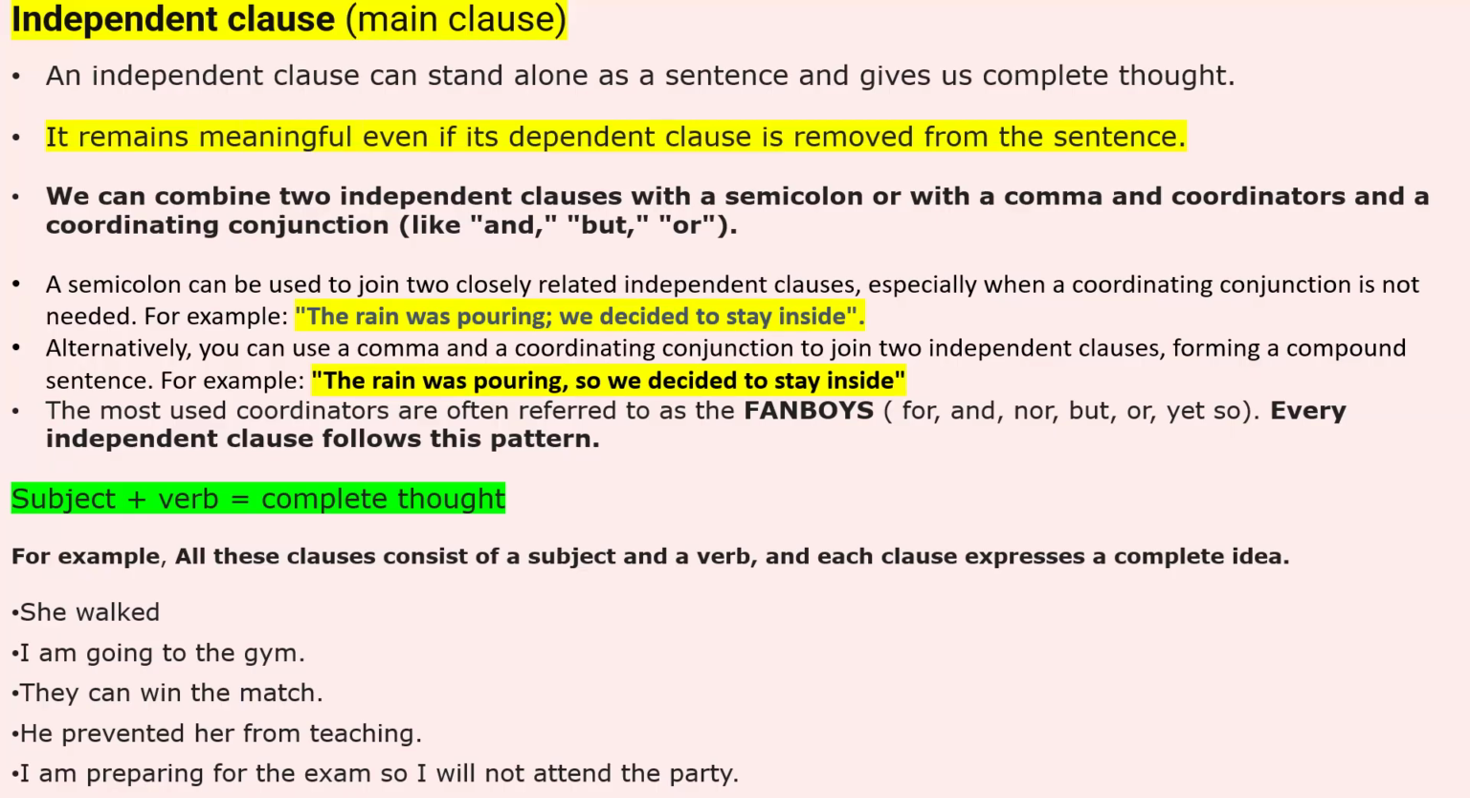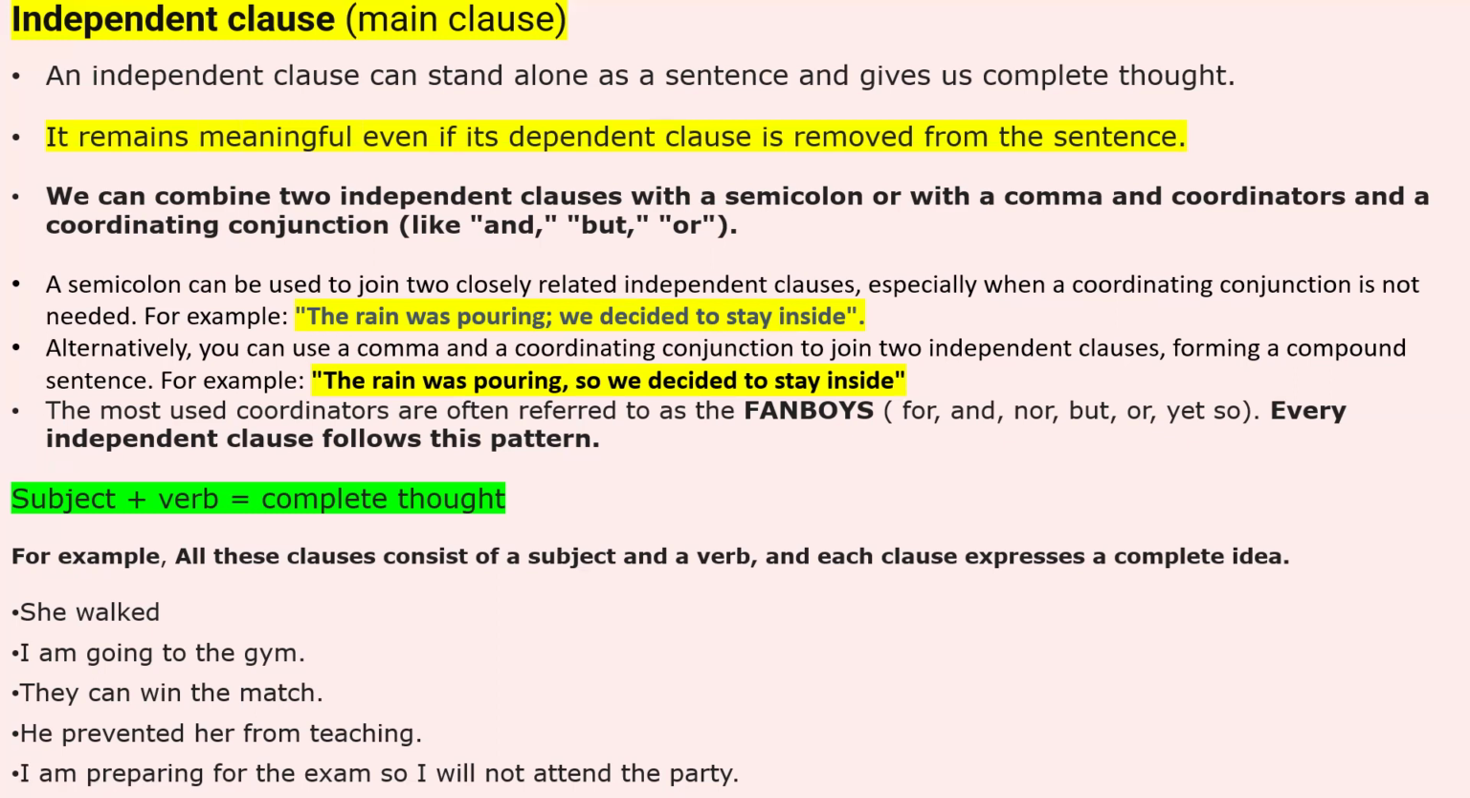Alternatively, we can use a comma and a coordinative conjunction to join two independent clauses, forming a compound sentence. So we have made a compound sentence with the use of so: the rain was pouring, so we decided to stay inside. We usually use a coordinative conjunction, that is FANBOYS, while using independent clauses in our sentences. Every independent clause follows the pattern: subject plus verb, which gives a complete thought. That means subject plus predicate. The predicate consists of verb plus object. The subject is a noun, pronoun or noun phrase.